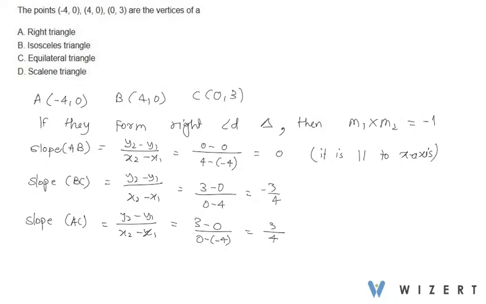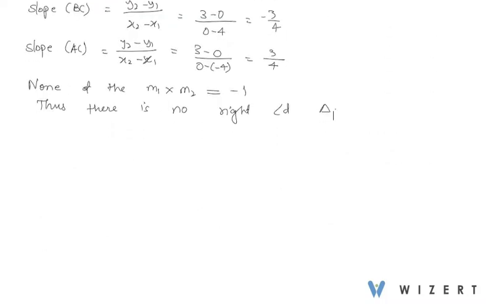So none of the slopes multiply to give -1 as the product. None of the m1 multiplied by m2 is equal to -1. Thus there is no right angled triangle. So let's check for an isosceles or equilateral triangle.